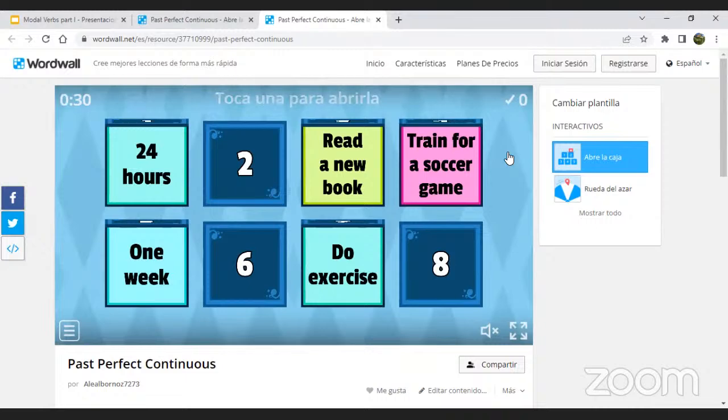Okay, that's good. If we want to polish it a little bit, we could say something like, I had been training for a soccer game, but I got injured. Now, what Gabriel said was excellent. It's good, but remember that the past perfect continuous needs two actions that happened in the past. It's a really specific tense. But thank you for your participation, Gabriel. So maybe now can someone else participate?